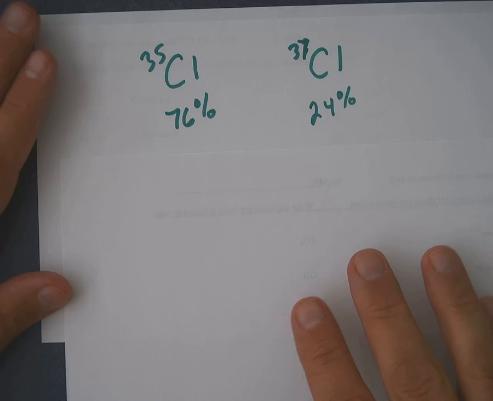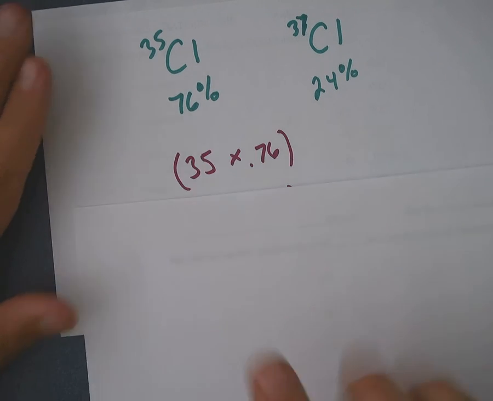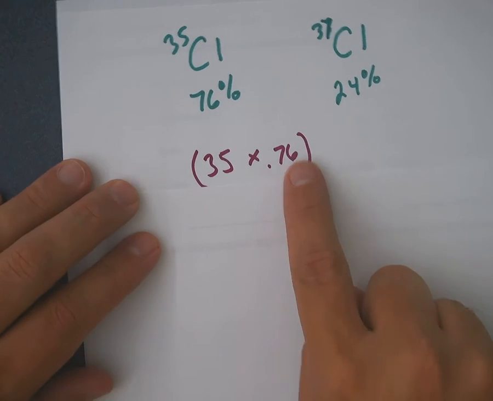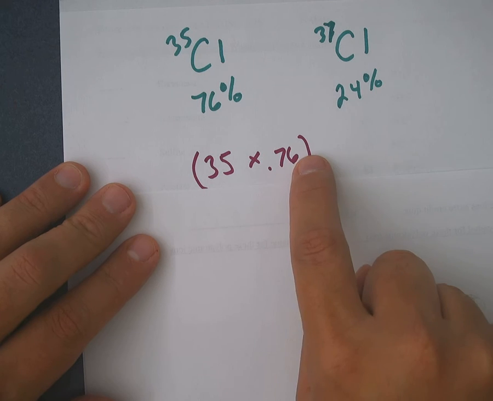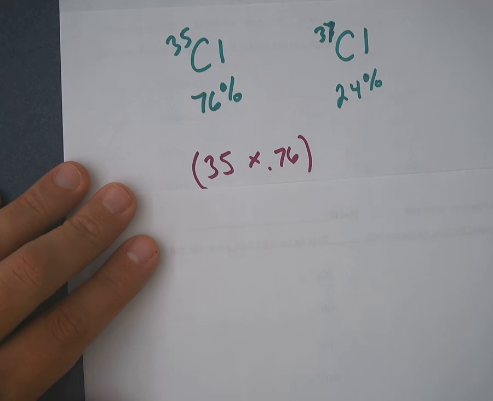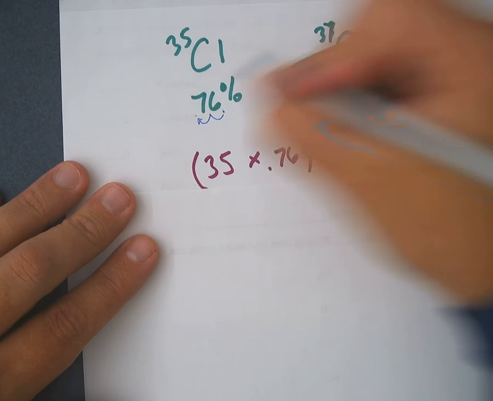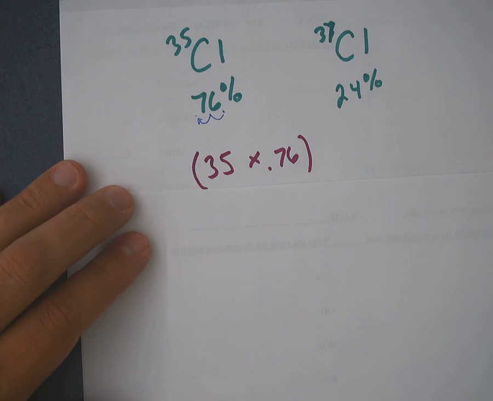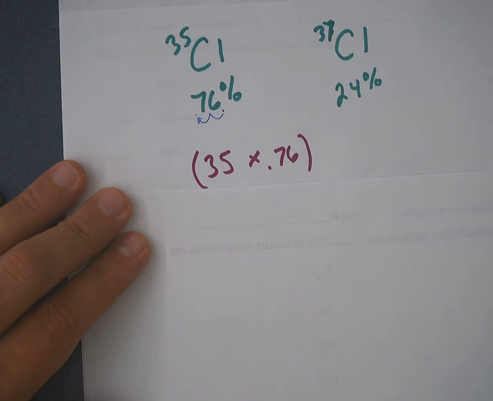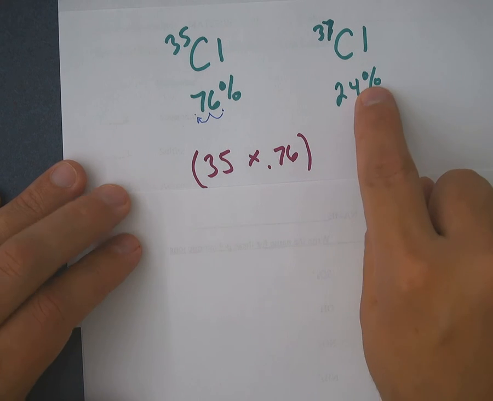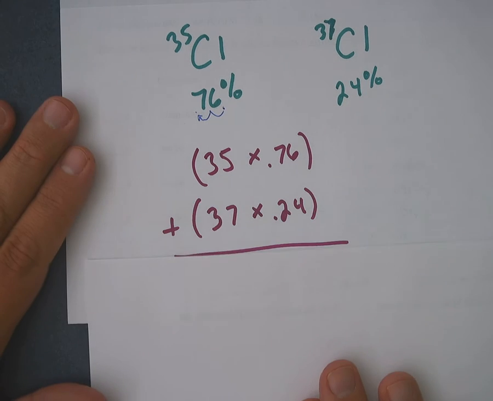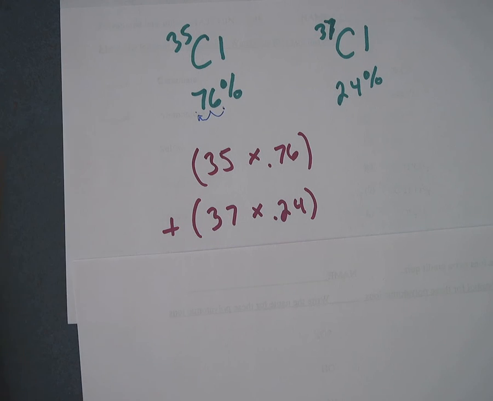So to do that, here's my first one. I'll take 35 times 0.76. Notice I moved the decimal point from 76 here. Move it over 2 places. That is how we like to work with it on a calculator, 76%. And then chlorine 37, we'll take 37 times 0.24.